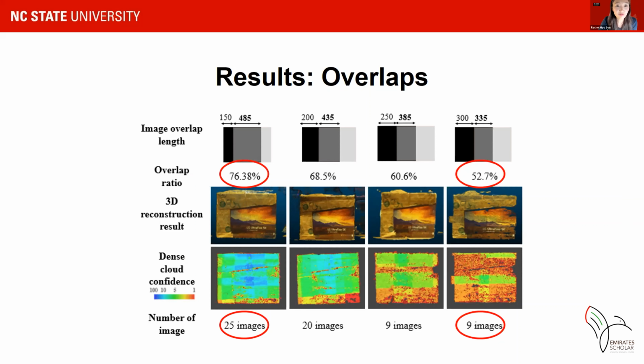So the results of the image overlap ratio were compared in terms of the confidence level of the point cloud. All 4 cases constructed the point cloud model quite successfully, but the confidence level shows differences. So increasing the overlap ratio increases the confidence level, which means that there are more points to determine the 3D point locations.